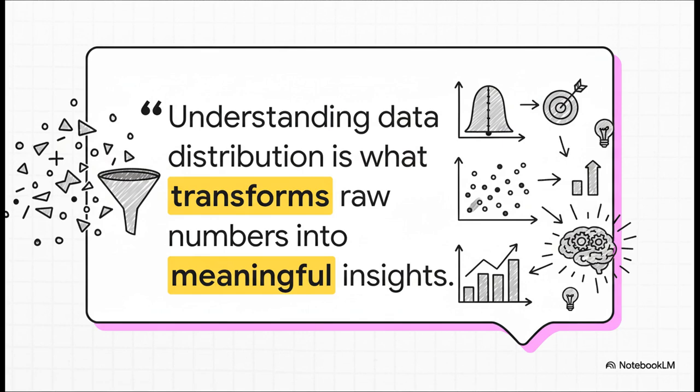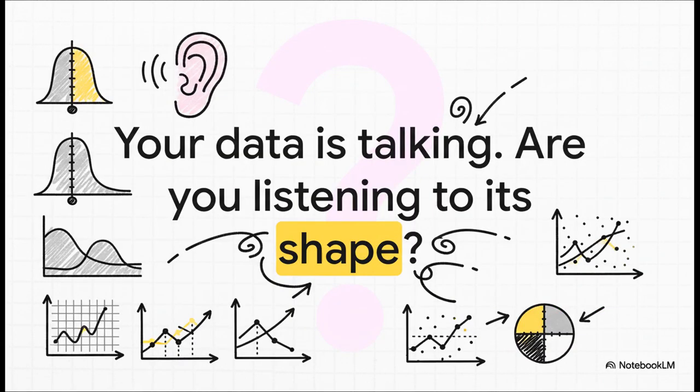So ultimately, it really just comes down to this transformation. We start with raw, meaningless numbers, but by understanding their shape, their distribution, we turn them into actual, meaningful insights, the kind of insights that can drive really powerful decisions. So the next time you're looking at a bunch of data, please don't just ask for the average. Ask to see its shape. Your data is constantly telling you its story through its distribution. The only real question is, are you listening?